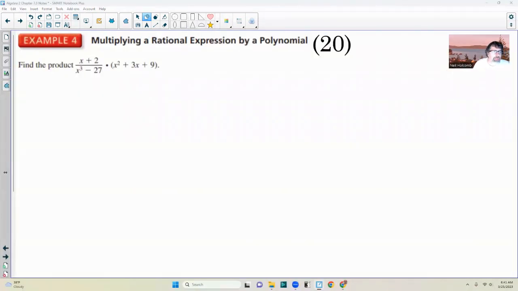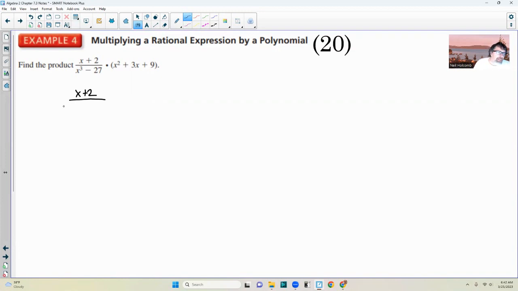Okay, example 4 is multiplying a rational expression by a polynomial. It's really not much different than what we've been doing. So I'm going to rewrite this, x plus 2 over, and I might as well factor this as I'm going. This is a difference of cubes. Okay, do you remember how to do that?